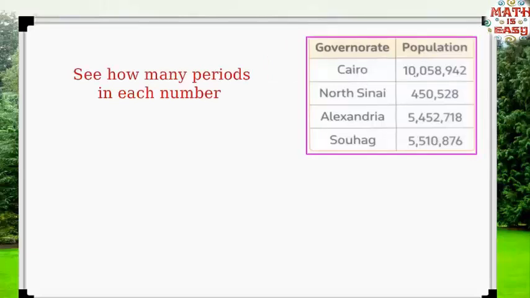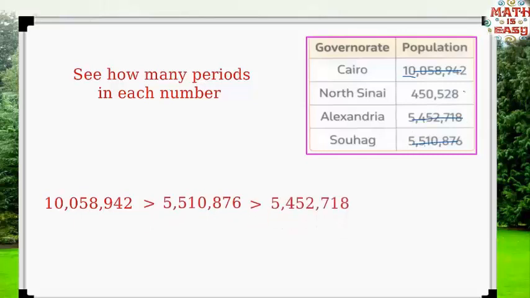Governorates and their population. Here we have 3 periods, and this number is the biggest because we have 10 here, and 10 is bigger than 5, so you should write this number first. Next number? We have 5 and 5, they are equal. Go to the next place: here we have 4 and here we have 5. 5 is more than 4, so you should write this number second. The third number is 5 million, and the last number is the number with 2 periods only, 450,528.